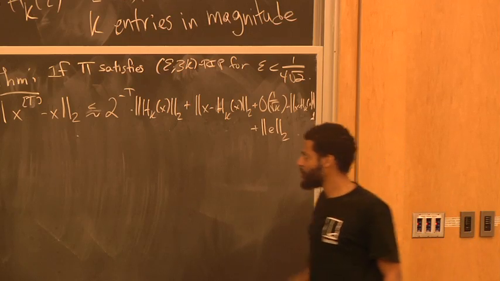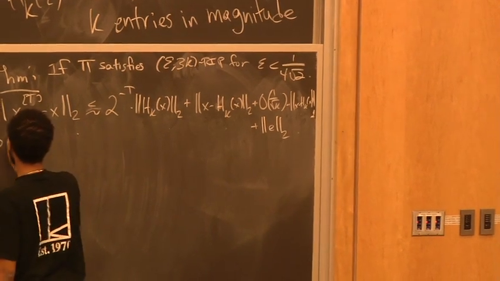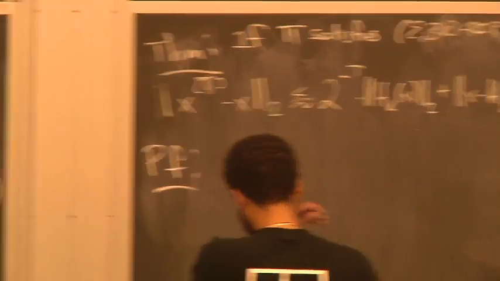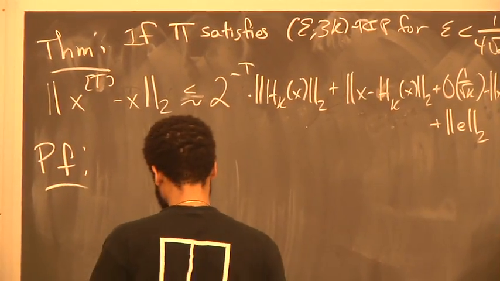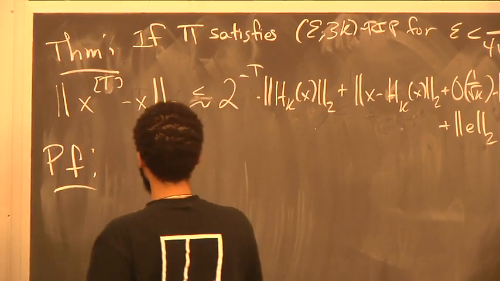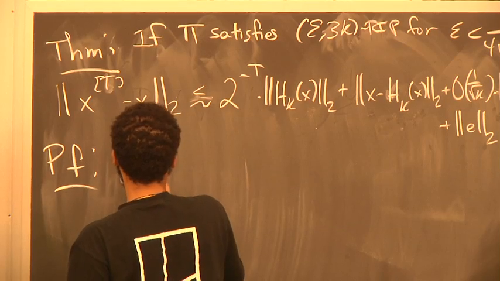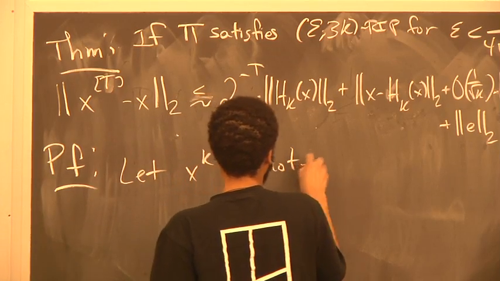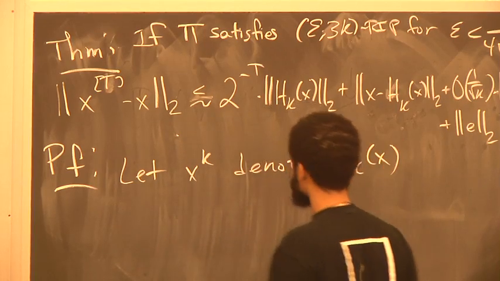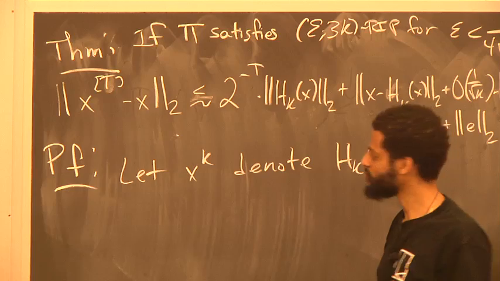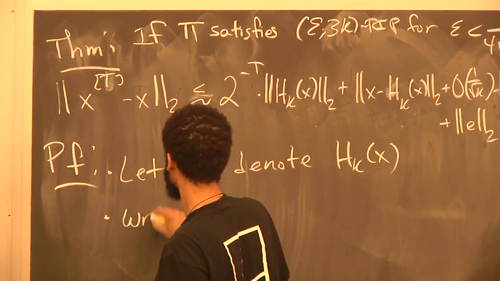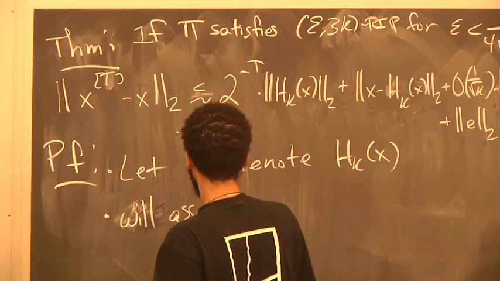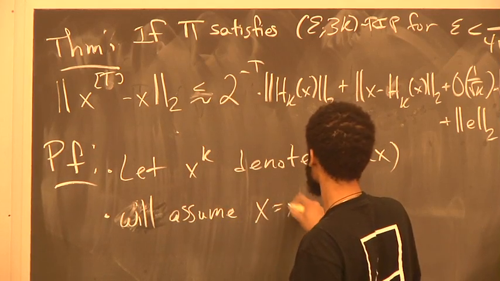Okay. So let's prove it. Before I prove it, I want to introduce some notation. Let xk denote hkx. So it's actually k-sparse. We'll assume x equals xk.